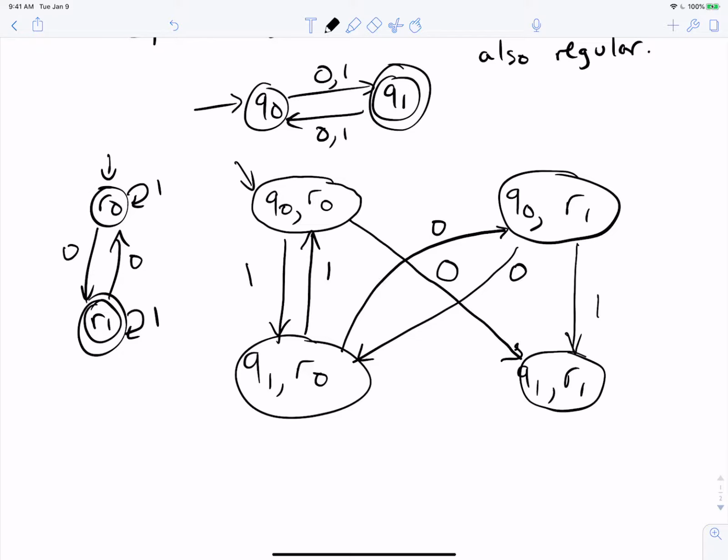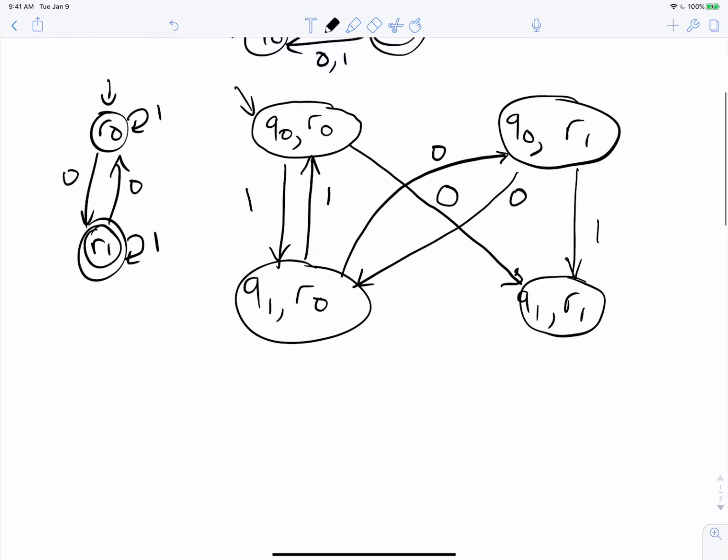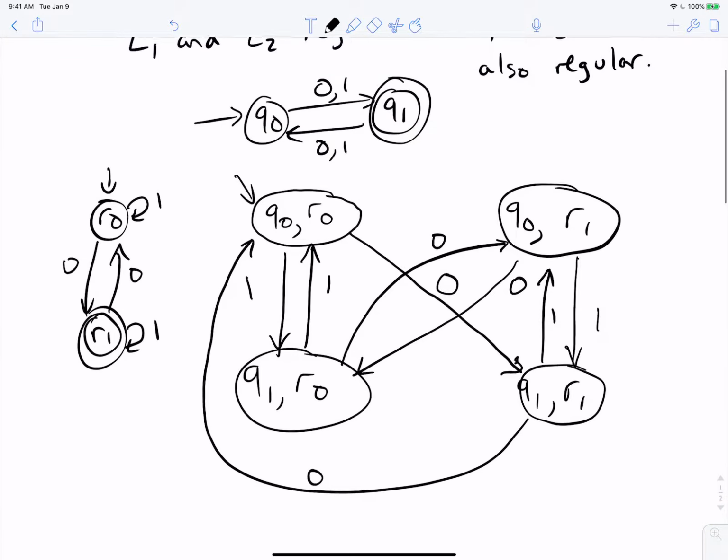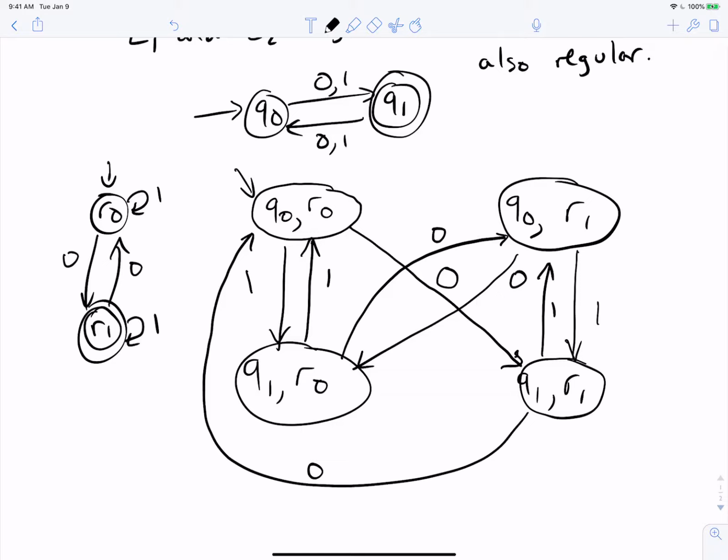And what do you think the Q1 R1 state's going to do? It's the same idea. So the 0 is going to do a diagonal like it did before. Maybe I'll do a long transition like this. And then the 1 transition is just going to go vertical like the other one. Okay? Any questions on why we're doing that? Because we want to look at each of what the machines would have done before.